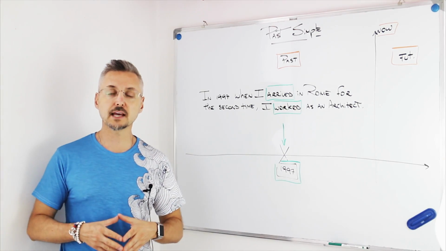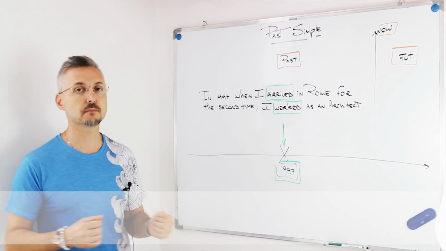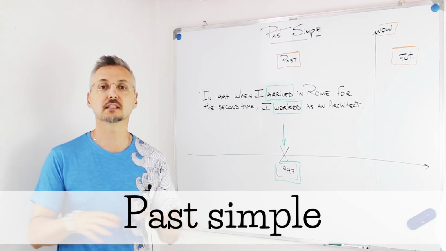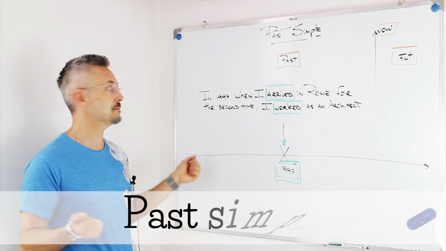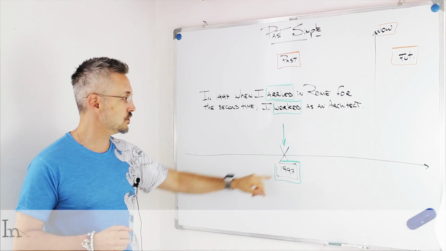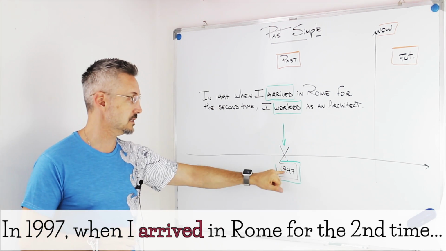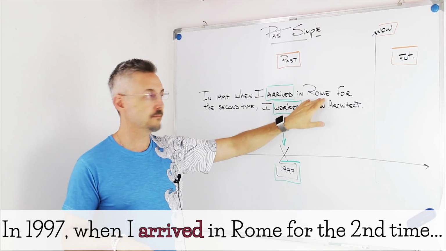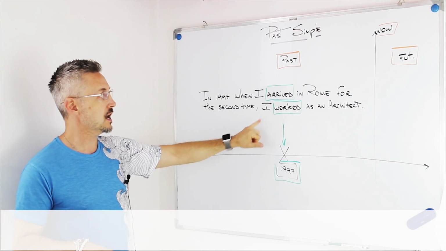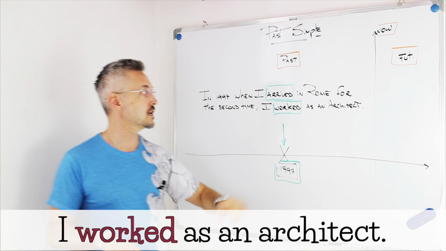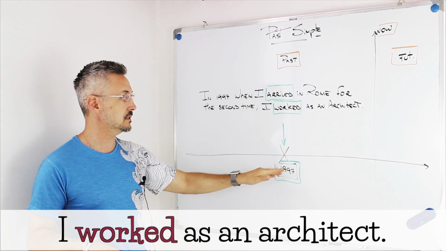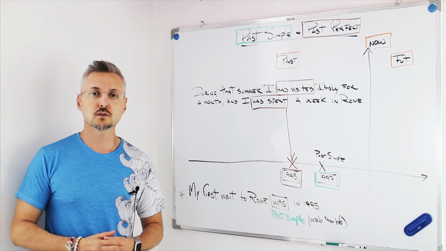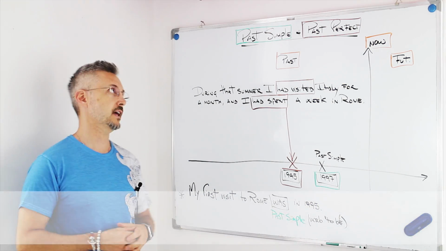So in our second example, I used the past simple to describe an action that happened and is finished in the past. Like in my example, in 1997, so in 1997, a past action that is finished. When I arrived in Rome for the second time, I worked as an architect. So two actions that happened in 1997, finished actions. So let's look at the third example then.